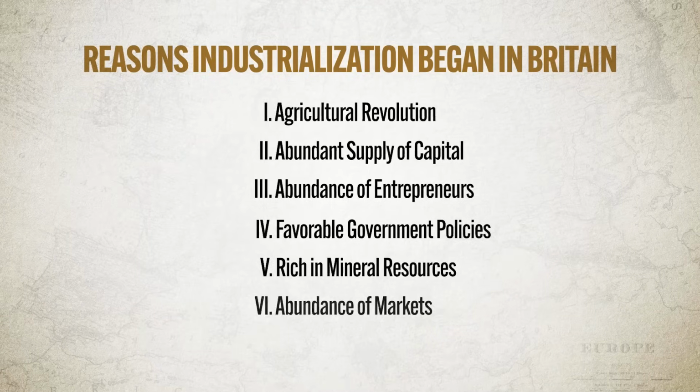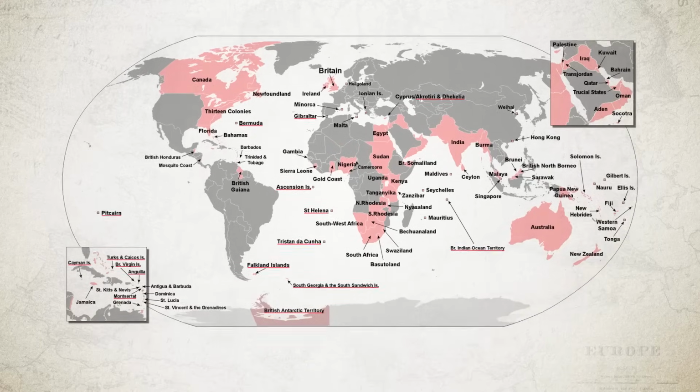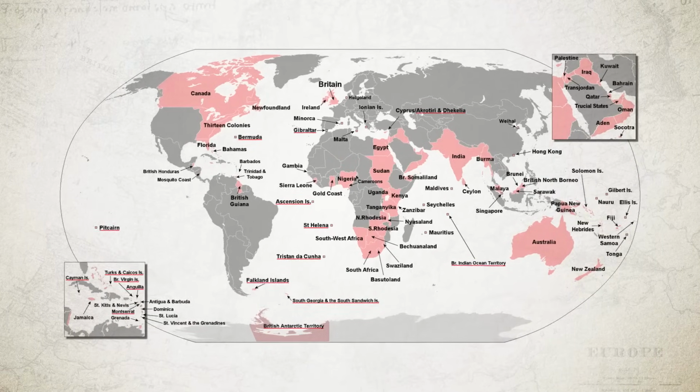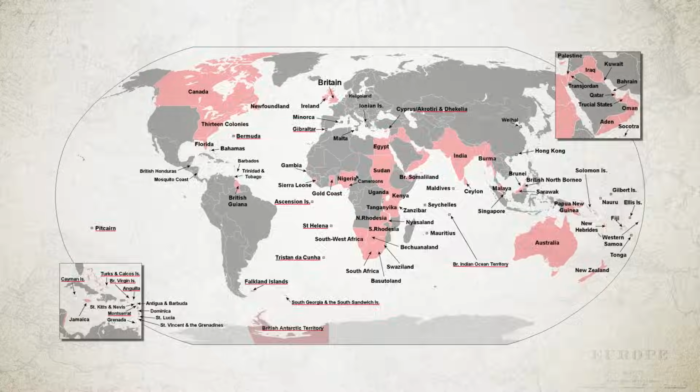And 6, Britain had at its fingertips an abundance of markets in which to sell their goods. Remember that the British had spent the last couple of centuries building a massive empire, and that meant that there were ready markets all over the world to purchase their manufactured goods. Because what's the use of imperializing the whole dang world if you can't subsequently sell them prodigious amounts of manufactured crap?